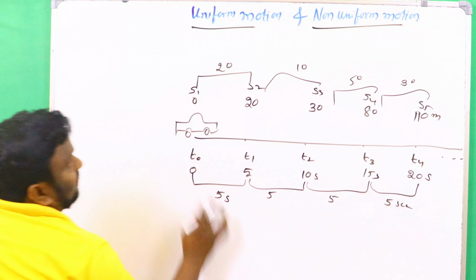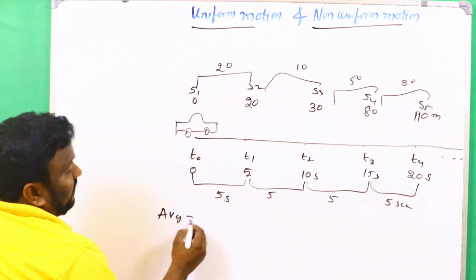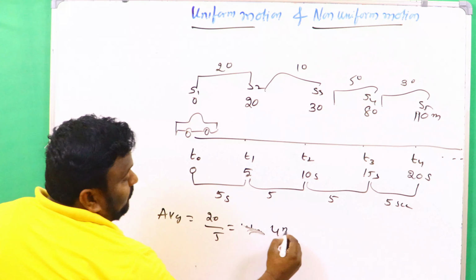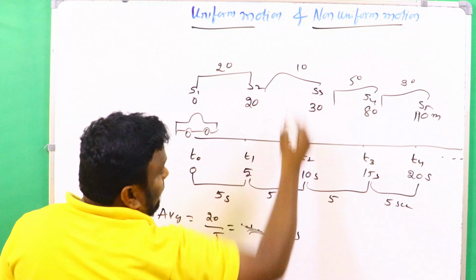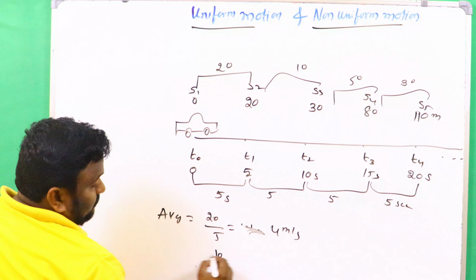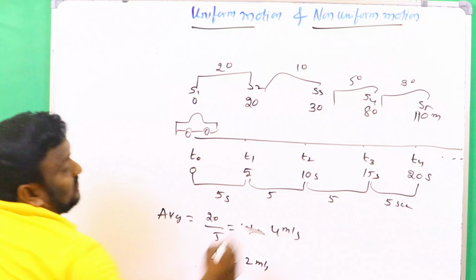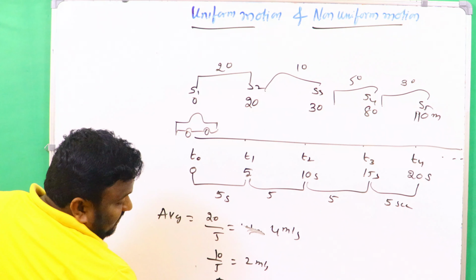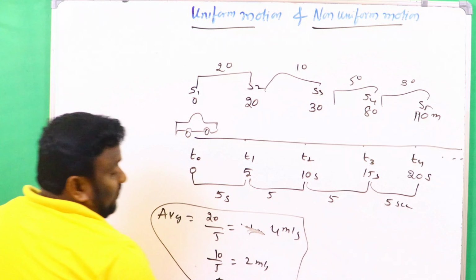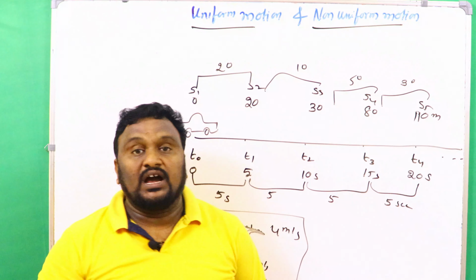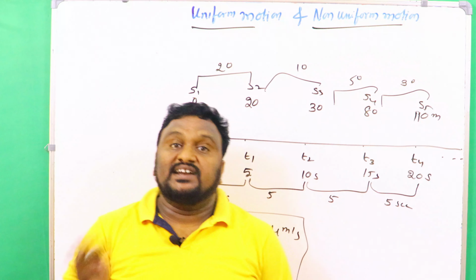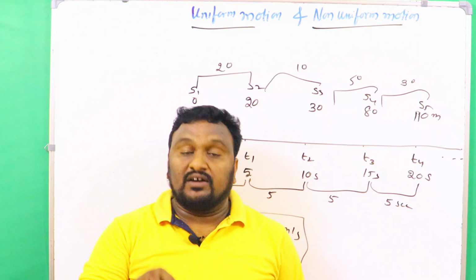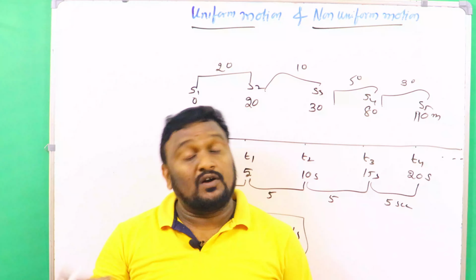Here you can observe the average speed for the first interval. What is the distance traveled? 20 by 5, that is 4 meters per second. In the second interval, 10 by 5, that is 2 meters per second. In the next one, 50 by 5, 10 meters per second. So in this way, for every interval we are getting different average speeds. Then it is said to be non-uniform motion. In case of non-uniform motion, average speed and instantaneous speed are not equal.